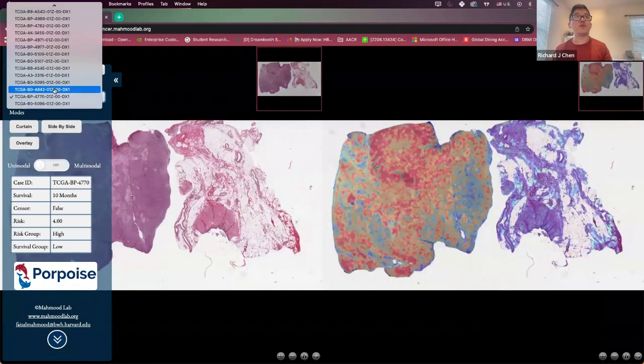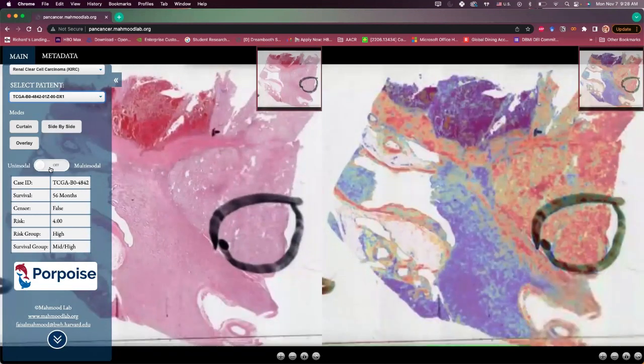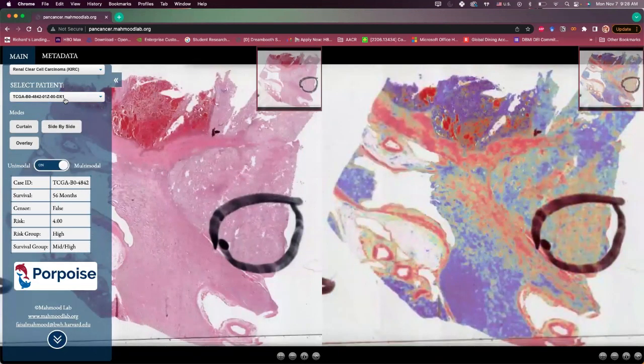Let me just look at one more. In the breast cancer, you can go first sample.